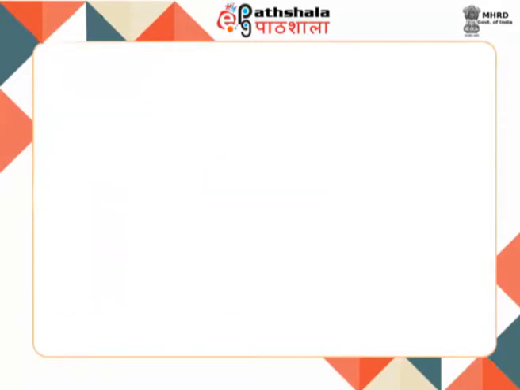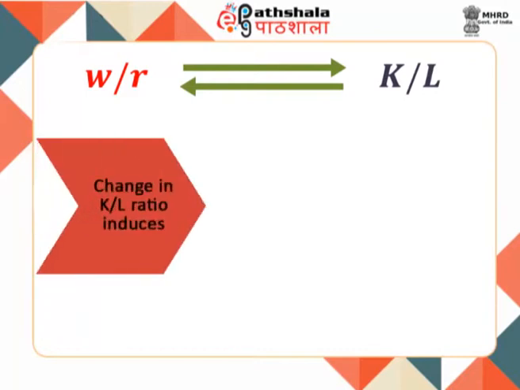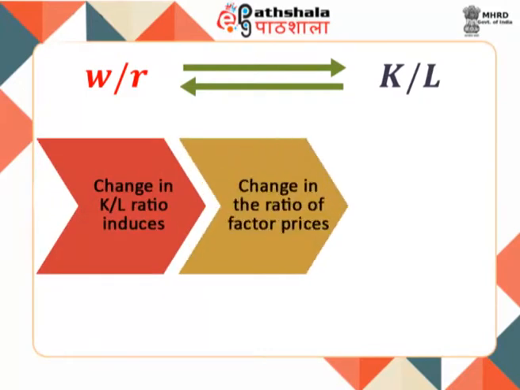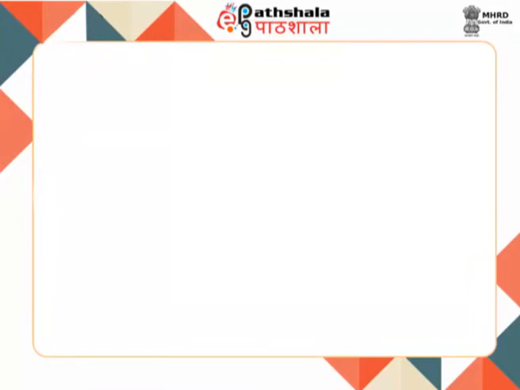It is important to note that there is a two-way causation between W by R ratio and K by L, that is, change in K by L ratio induces change in the ratio of factor prices, which in turn changes the shares of factors to output.